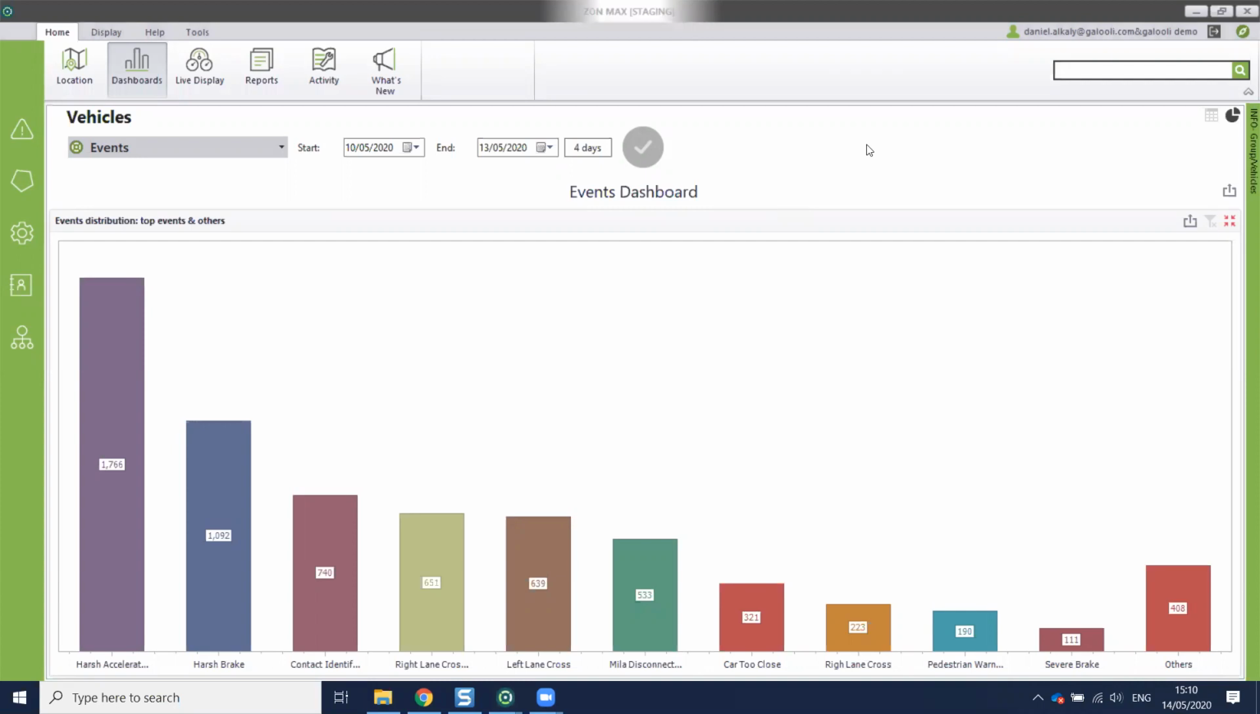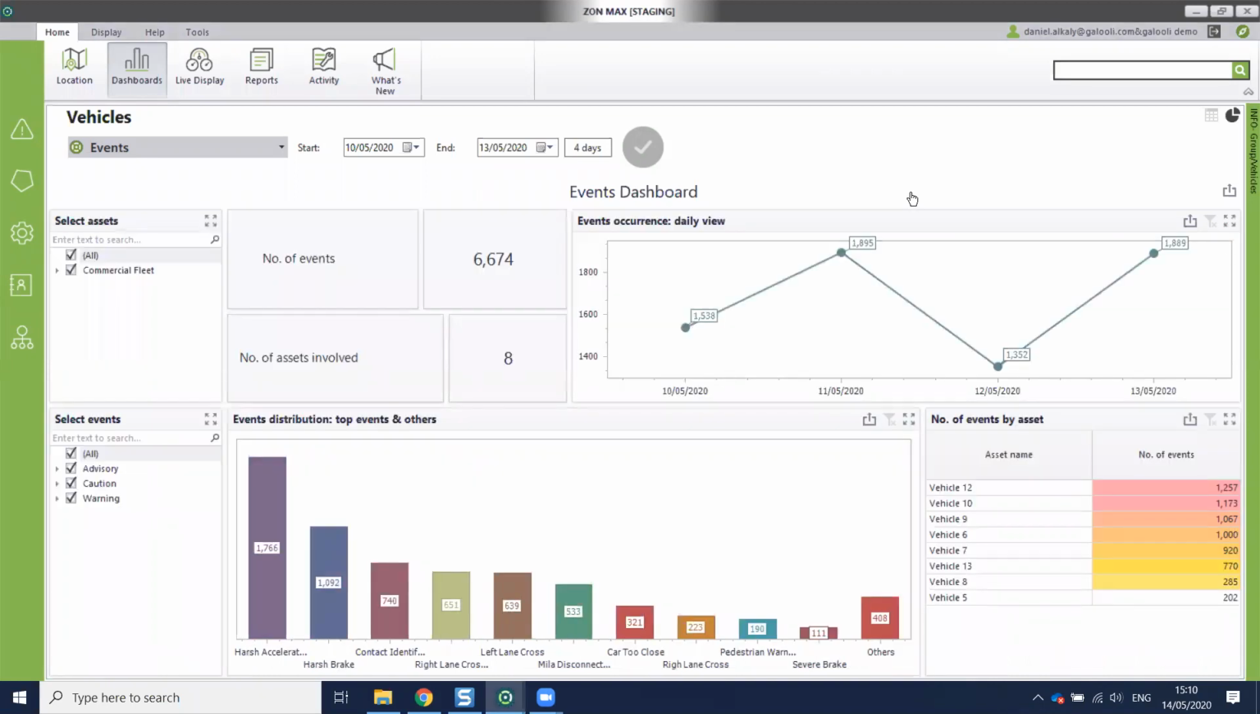Why? Because when I'm looking here, I'm saying that there are one, two, maybe three events which are really highlighted above the rest. We have the harsh acceleration events, which are displayed here in purple. We have the harsh brake in blue. We have contact identification, in case you have kind of driver identification, a little bit less. So you can really see the distribution of the events, and you could identify very, very quickly what events are being triggered by your vehicles, and of course you could address this accordingly.